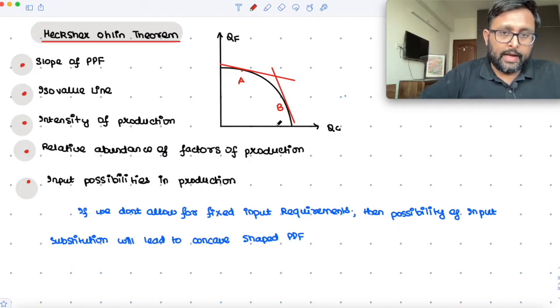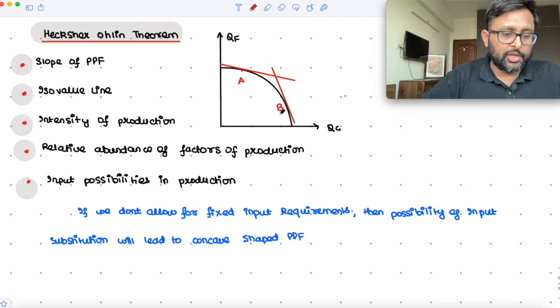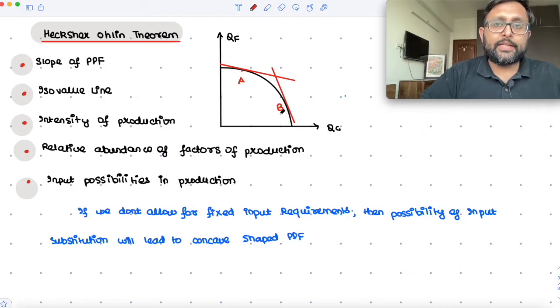And it is better that the economy produces both the goods instead of specializing in just one good. It is quite possible that you can still produce both the goods. You can produce one good more than the other, but it should not be a complete specialization, maybe an incomplete specialization. So this is one point about the slope of the PPF.